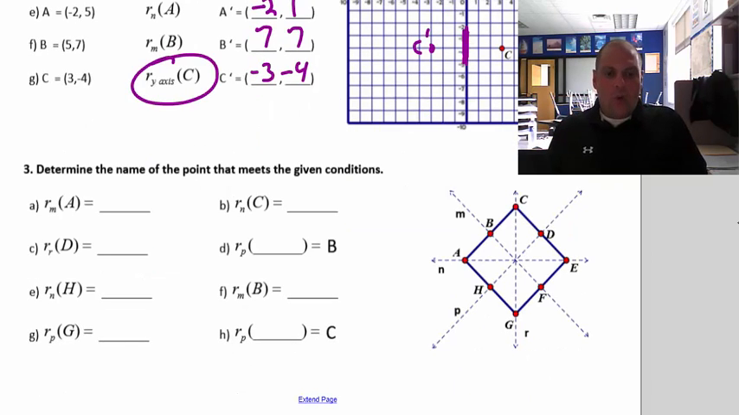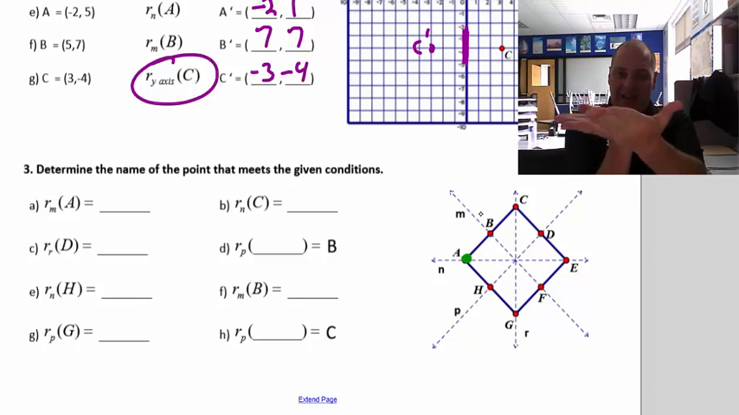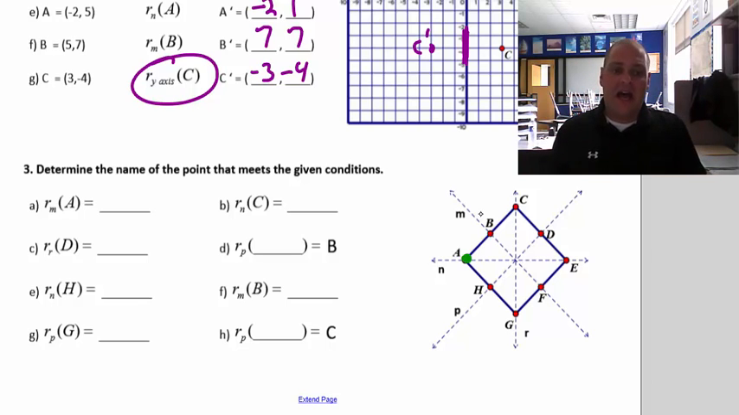All right, we got a reflection in line M of point A. So where's point A? There it is. Reflect over line M. Here's line M. Reflect that point over line M. So fold your paper on line M, and where does A land? That's what we're asking basically. Fold your paper along line M, and where is A landing? It's landing on C. So that is C. Okay?